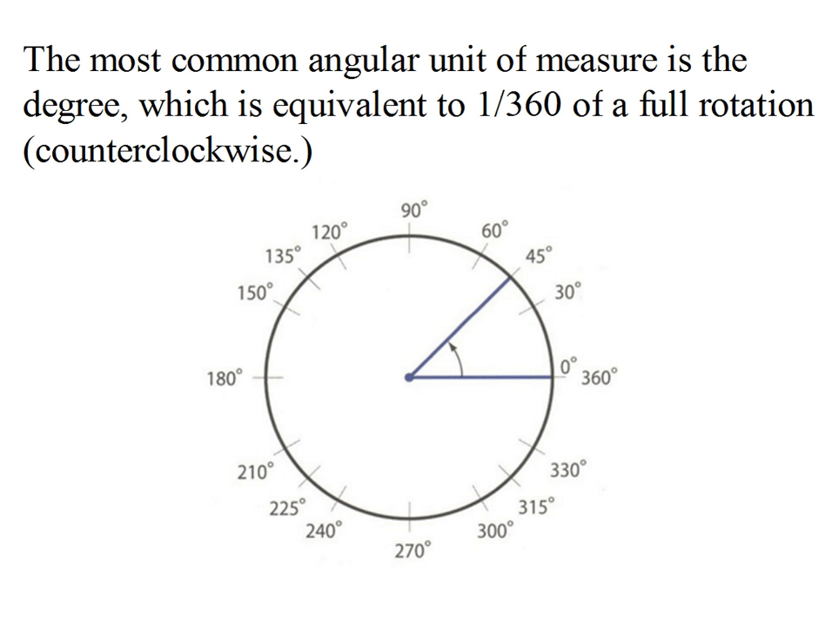The most common angular unit of measure is the degree, which is equivalent to 1/360th of a full rotation if we go counterclockwise. So the whole way around a circle is 360 degrees. When we talk about degrees, we do usually go counterclockwise around a circle.